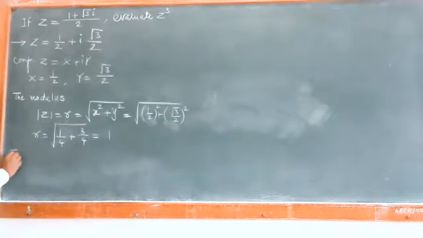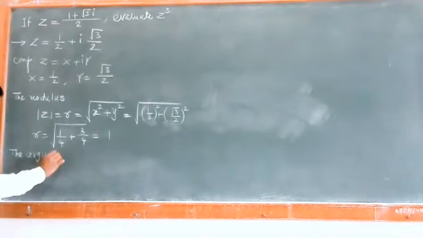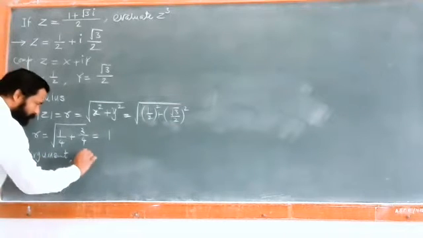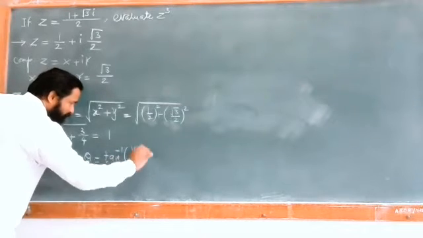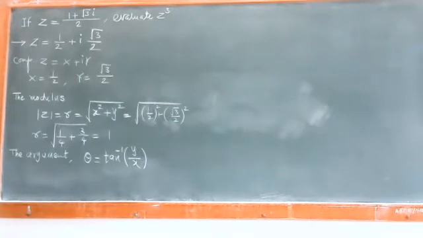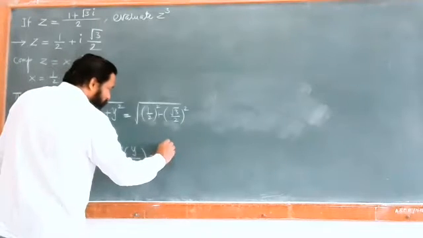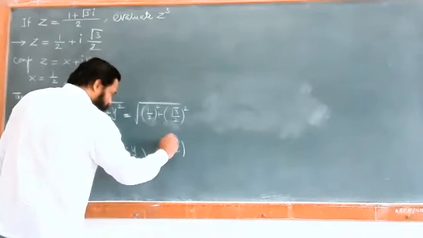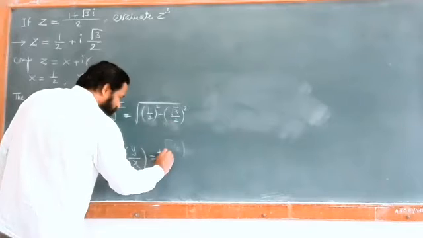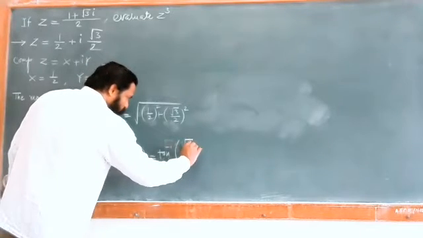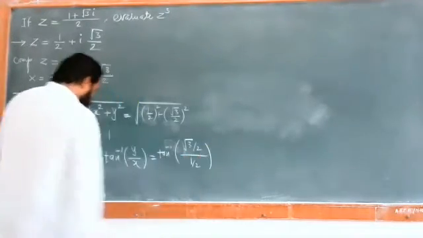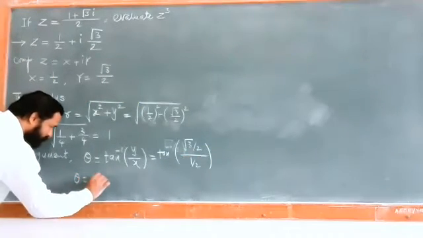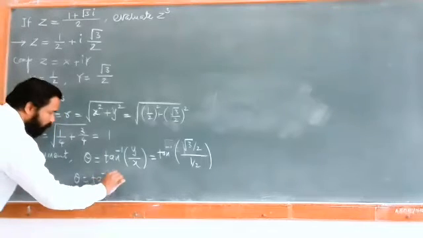Now the second thing is that we will have to calculate the argument. So what is the argument? That is theta is equal to tan inverse y by x, that is the formula. So what is the value of y? The value of y is nothing but root 3 by 2. Okay, so I will write this in terms of tan inverse. This is root 3 by 2 divided by 1 half. So the value comes out to be theta is equal to tan inverse of root 3.